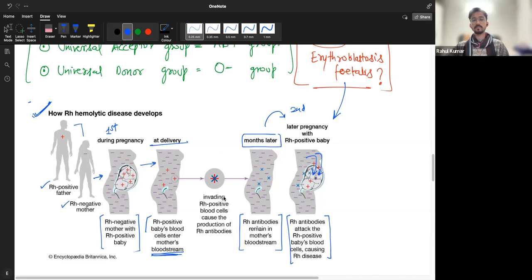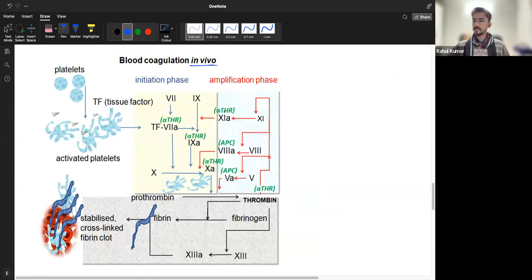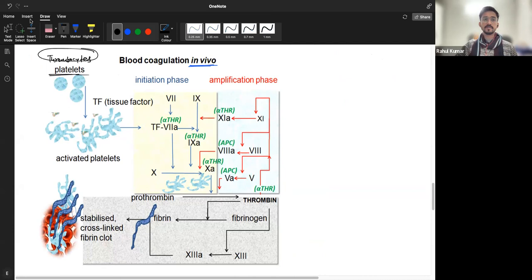Okay, now let's talk about blood coagulation. In vivo means inside the body. So we read about fibrinogen, right? You don't have to look at this very dreadful schematic and get scared. So you all know about platelets, the thrombocytes. So these are the platelets or the thrombocytes.